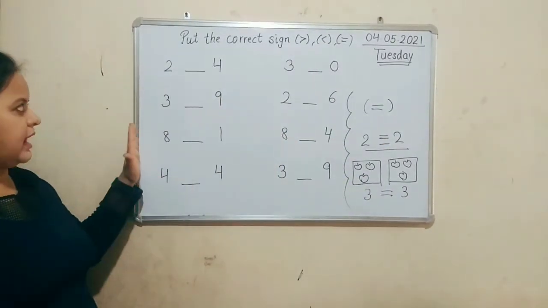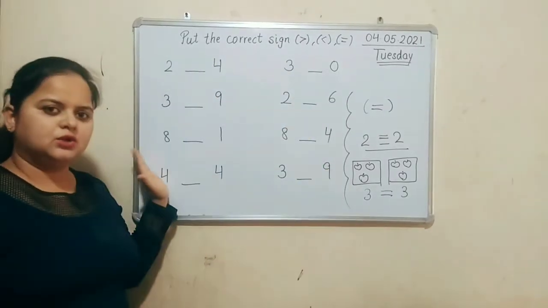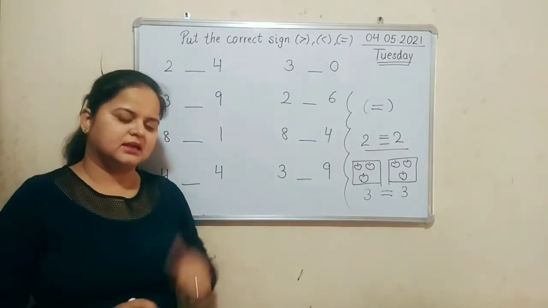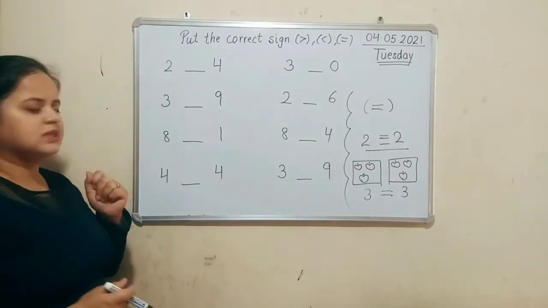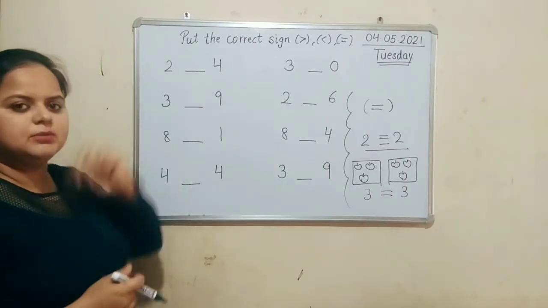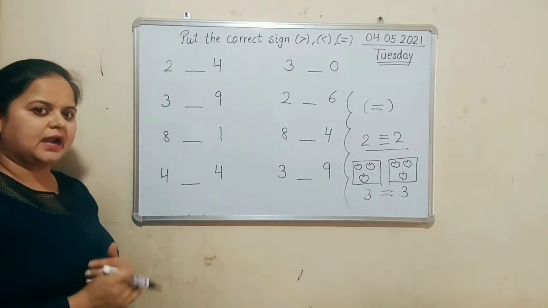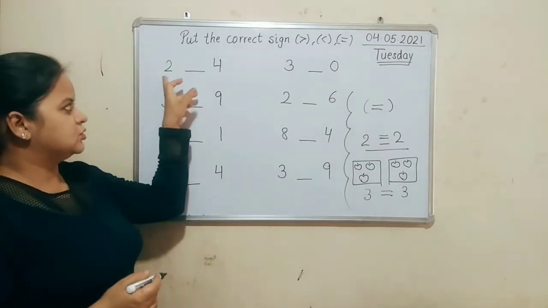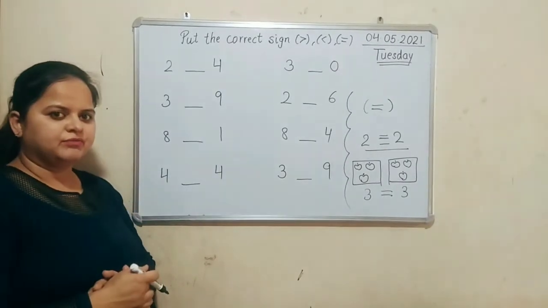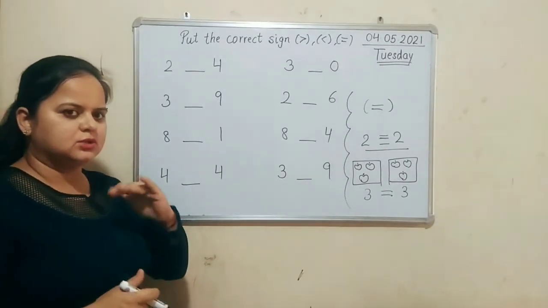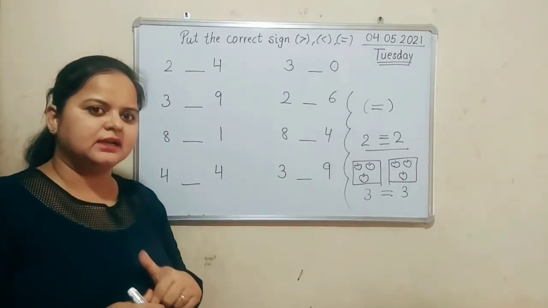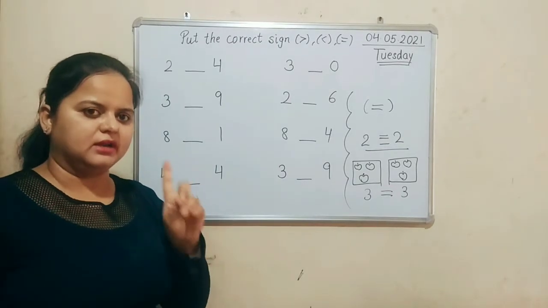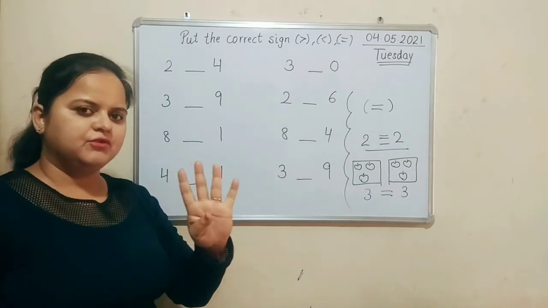Now, have you all written this in your notebooks? Yes? Ready? So now tell me, which sign will we put here? Which is the smaller number and which is the greater number? 2 and 4. Which number is closer to 0?